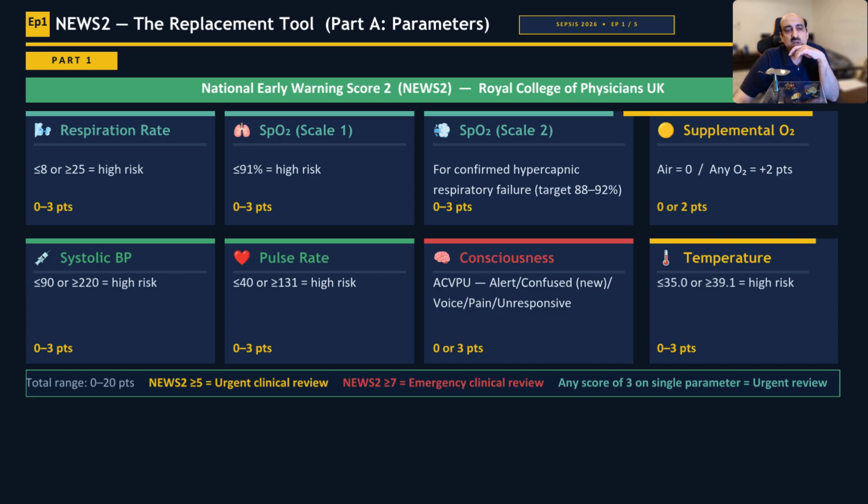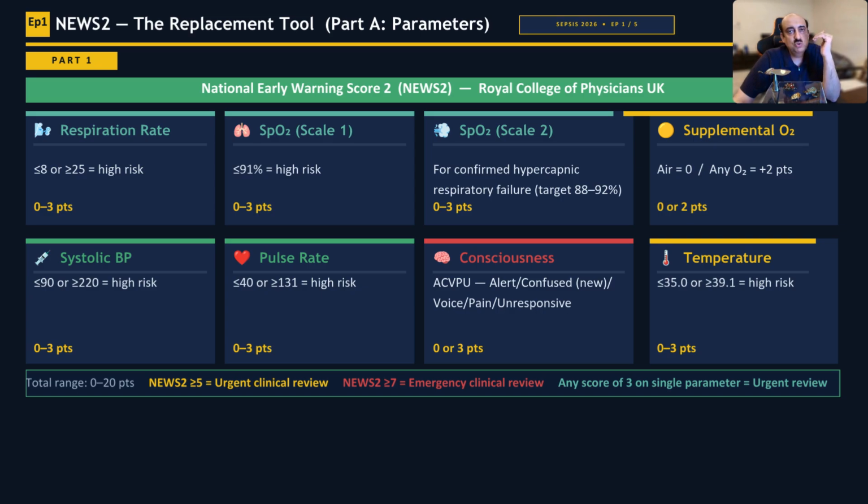And if you look at the temperature, it is included in this scale. It's a key sepsis parameter that qSOFA does not capture. So again, hyperpyrexia or hypothermia are key features in sepsis. The total range for all these parameters is from 0 to 20.